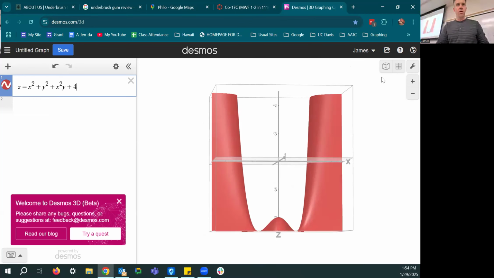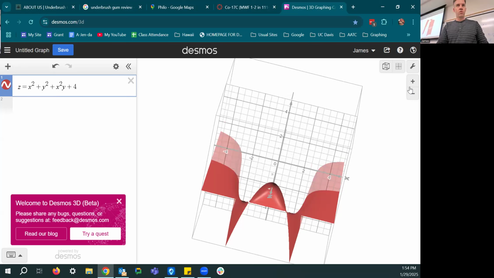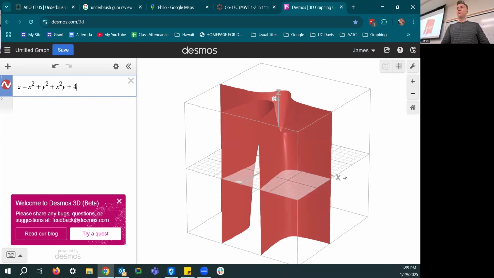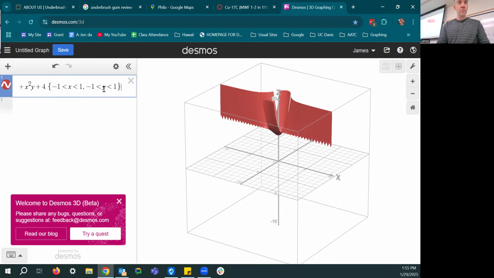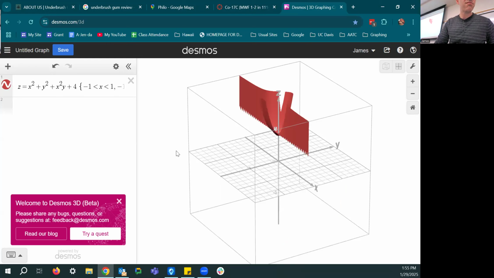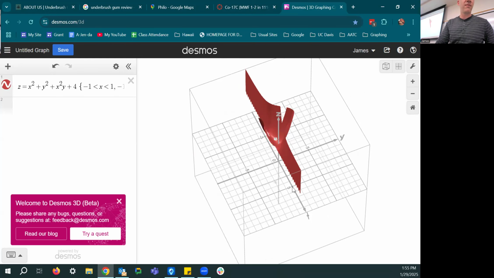Okay, let's stop moving around. Cool. So that's not super helpful. I think we can do this thing where we limit the domain. Let's see here. We want x to be between negative 1 and 1, and we also want y to be between negative 1 and 1. We'll see if this works. Cool, it worked. Kind of. I feel like it didn't really work. I was hoping it would work.